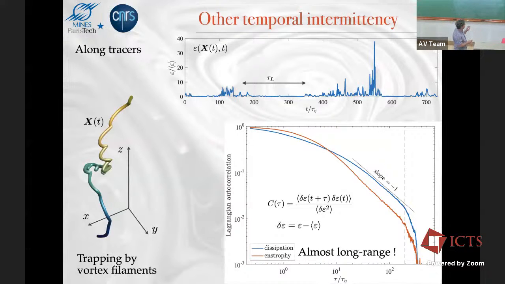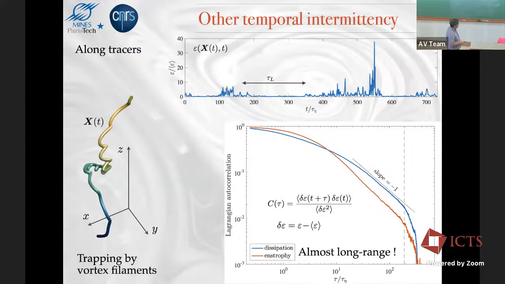I'm looking at the dissipation at the location of a particle, so it's always epsilon. In my flow I have a field of epsilon, and then with my tracer, I'm measuring epsilon at the location of my tracer as a function of time. I'm still measuring the energy dissipation in the fluid.